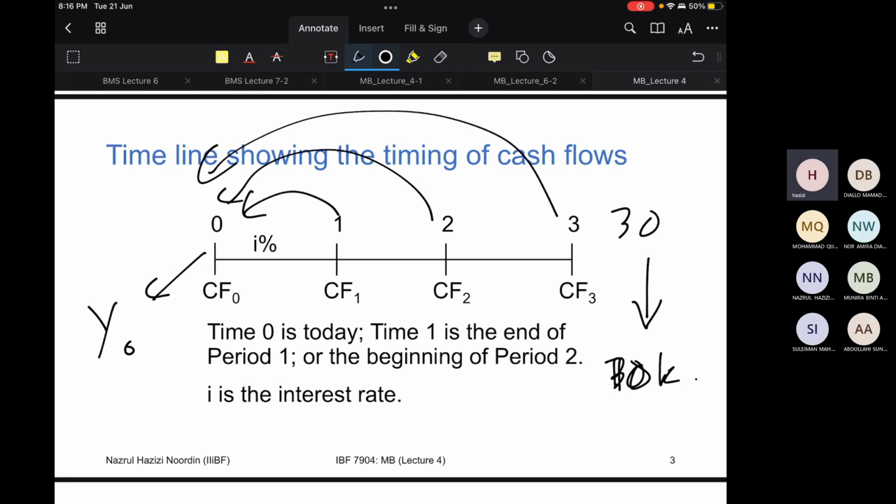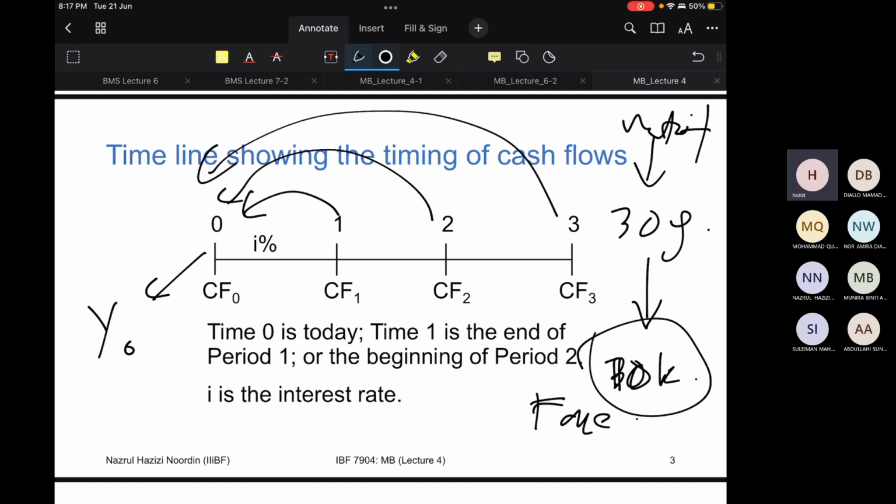Is it clear? In this example, let's say you buy a bond from Khazanah. So Khazanah issues a bond with a face value of 10,000. After 30 years, until the maturity, which is what we call the maturity, Khazanah is obliged to give you back the principal money, the face value, of 10K.